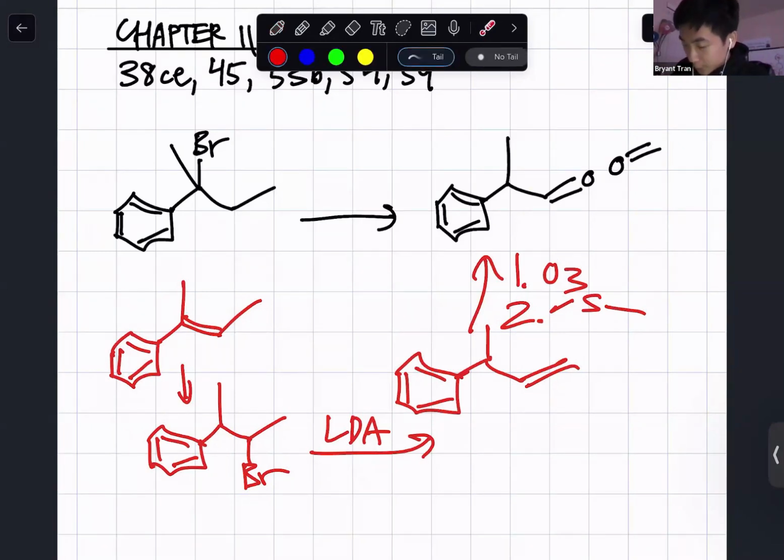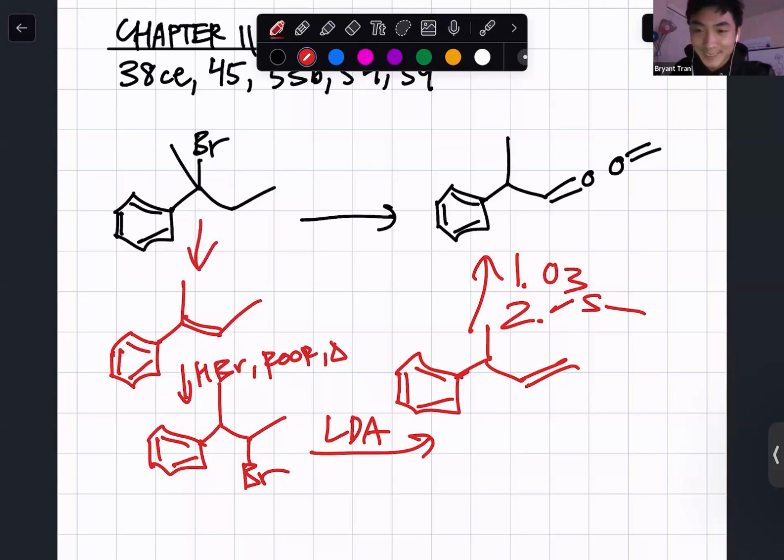HBr would add bromine to the Markovnikov position. So if we just do strictly HBr, bromine would be on the more substituted position right there. So we need HBr, ROOR, heat. Okay, finally. Now we can go from here to here. Yes, that's good.